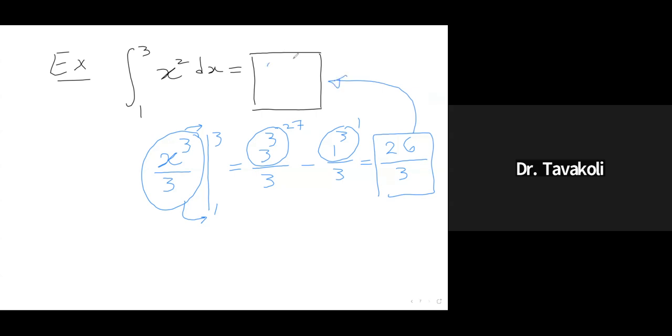So the value of this definite integral is 26 over 3. Again, in terms of the area, the interpretation of this number is the area under the graph of y equals x squared over the interval from 1 to 3. That area is 26 over 3.